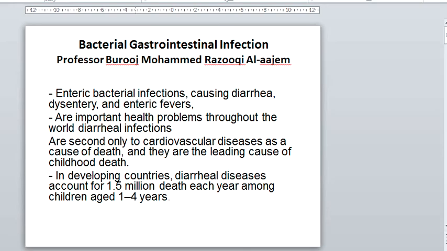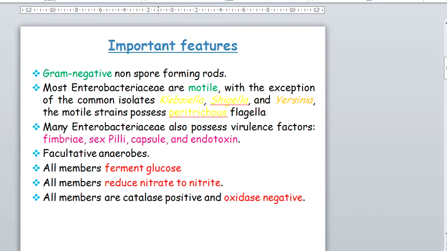Bacterial gastrointestinal infection. Enteric bacterial infections causing diarrhea, dysentery, and enteric fever are important health problems throughout the world. Diarrheal infections are second only to cardiovascular disease as a cause of death, and they are a leading cause of childhood death. In developing countries, diarrheal disease accounts for 1.5 million deaths each year among children aged 1 to 4 years.